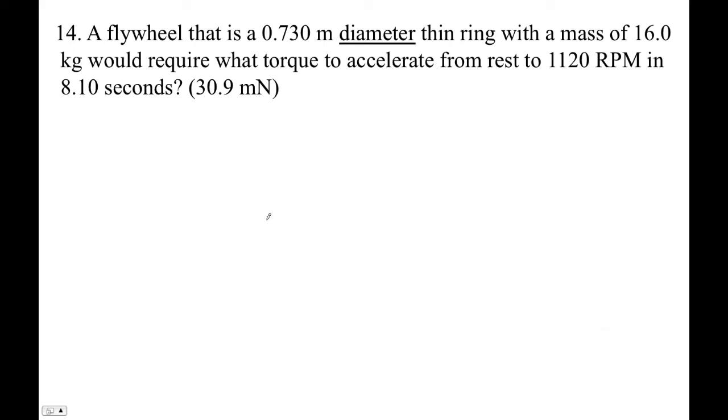Okay, so let's see. This is going to be torque is I alpha, right? Torque is equal to I alpha. Notice that we've got a thin ring and a diameter, so the radius is 0.730 over 2, which is 0.365 meters.